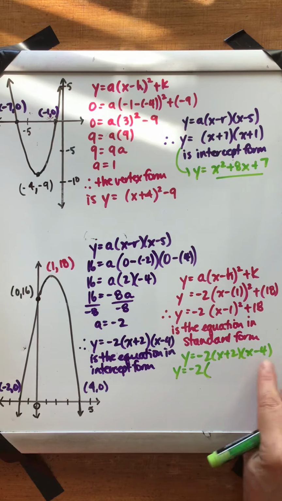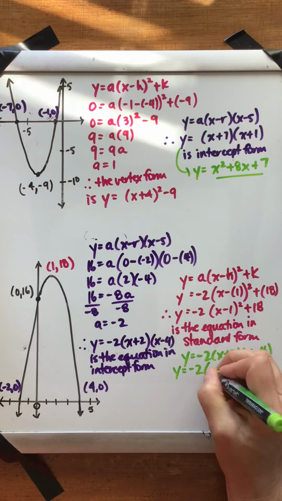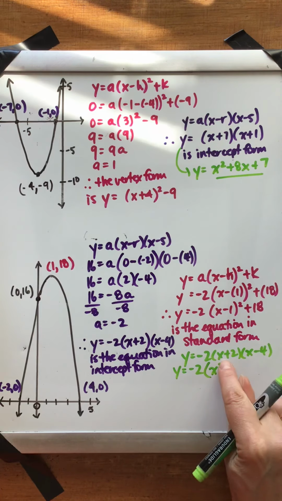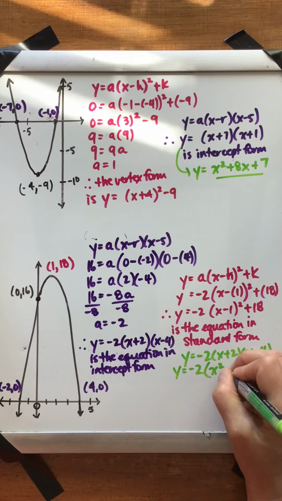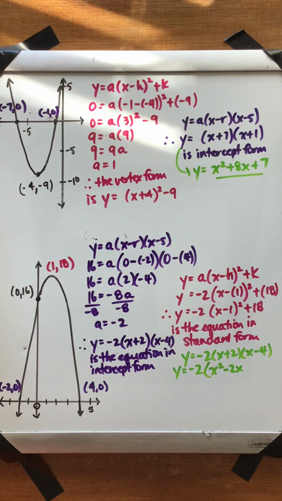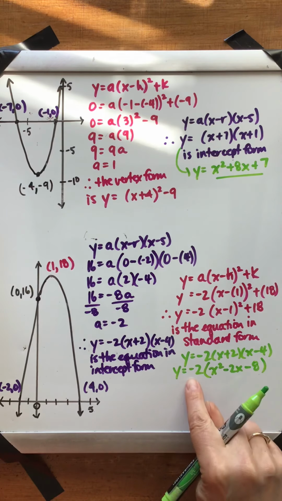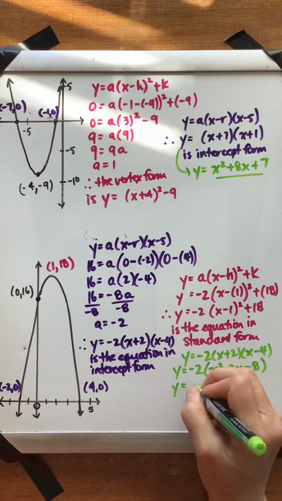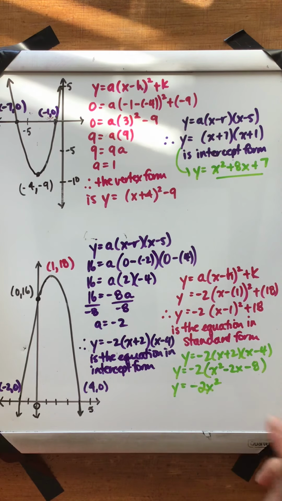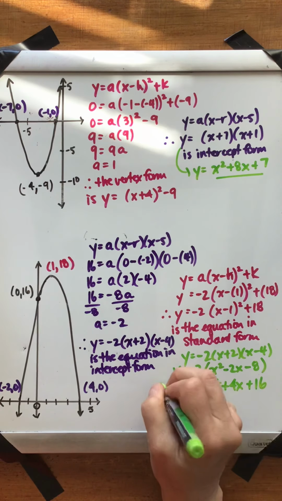So when I FOIL this, I will have x squared. On the outside, I will have -4x, and on the inside, I will have +2x. That means that I have 2 more negative x's than I do positive x's. And then if I do the last, I will have -8. Finally, I can distribute the -2 to each of those terms. So I'm going to have -2x squared. I have to watch my signs here. -2 times -2 is positive 4x, and -2 times -8 is positive 16.